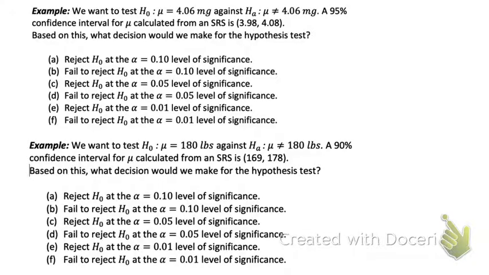Okay, first one. We want to test that the mean is 4.06 against the alternative that the mean is not 4.06. A 95% confidence interval for mu is calculated, and we get 3.98 to 4.06. Based on this, what decision would we make? Are we going to reject or fail to reject 4.06? We should fail to reject it because 4.06 is in the interval. So we can fail to reject the null hypothesis. Now, because we had a 95% confidence interval, what's the alpha value? 0.05.